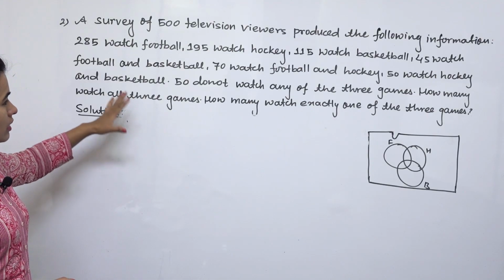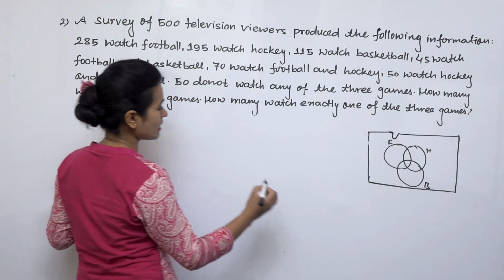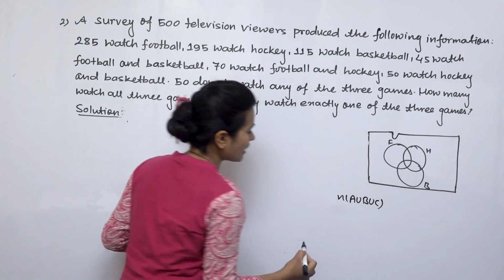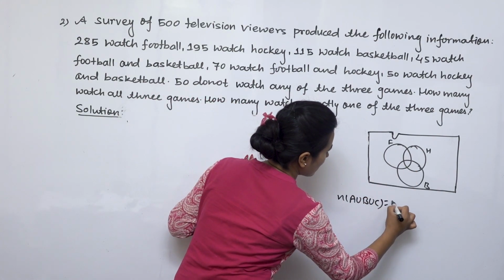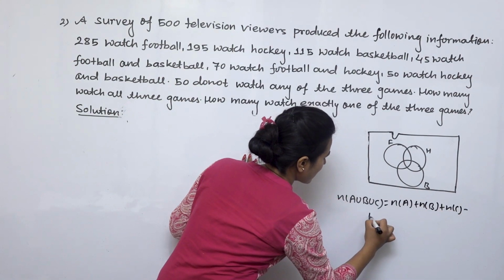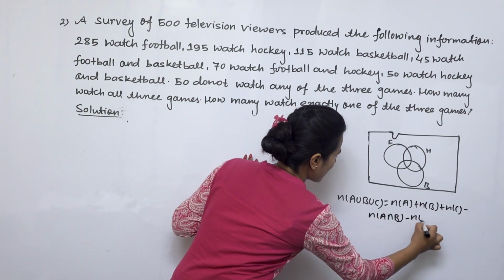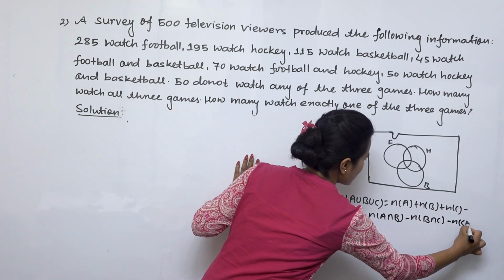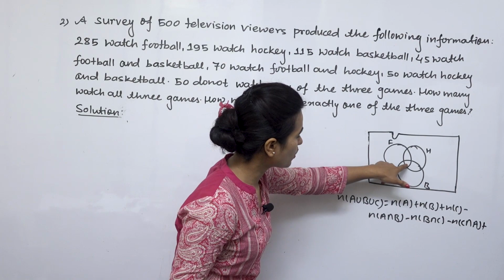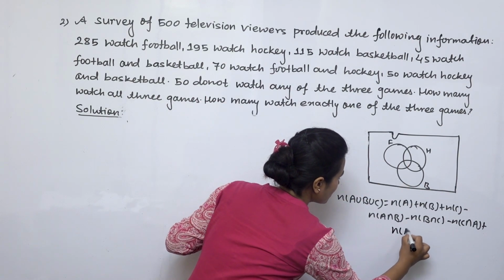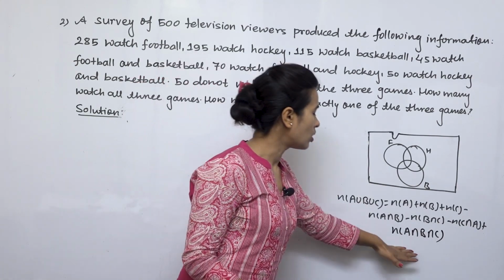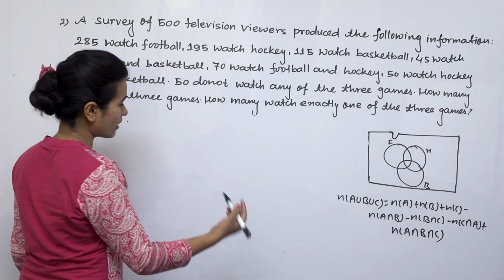Now, to solve sums related to three different sets, we have one formula for n(A union B union C). How can we find it when we have three sets? We should add n(A) plus n(B) plus n(C) minus n(A intersection B) minus n(B intersection C) minus n(C intersection A). While subtracting the intersections, we have subtracted the intersection of all three too. That's why we need to add that part, because union means the common part as well as the remaining all. So this is the formula to find n(A union B union C).